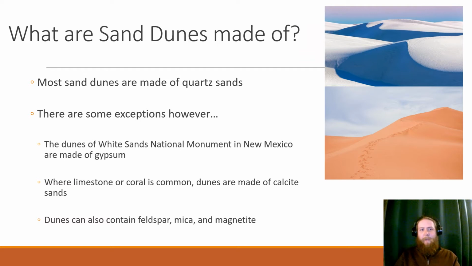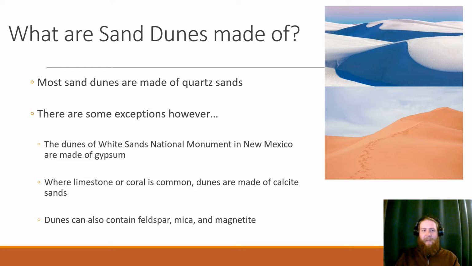So what are sand dunes made out of? Most sand dunes are made out of quartz sands. There are some exceptions, however. On the top picture here where it looks like snow, these are the dunes of White Sands National Monument in New Mexico, and they are made out of the very soft mineral gypsum.